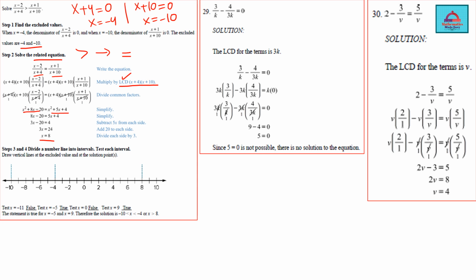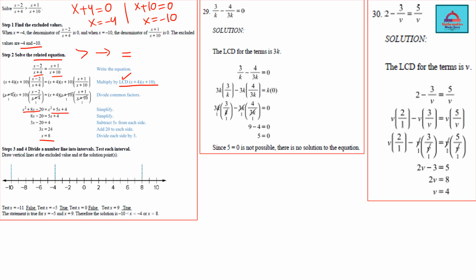Now the next step is to draw the number line and divide it into intervals. How am I going to divide it into intervals? I'm going to first look at the excluded values minus 4 and minus 10 and plot them. And then I will put the third value, which is the solution. So we have got 1, 2, 3 and 4 intervals. Now for each interval you are going to put test points and check your solution. You are going to see which part of the interval the solution is true.